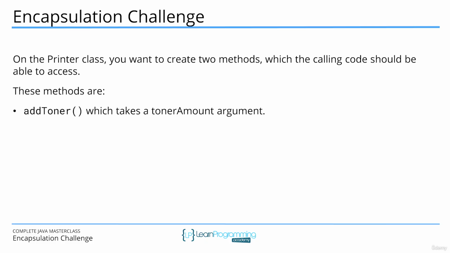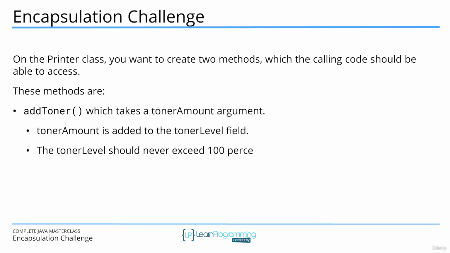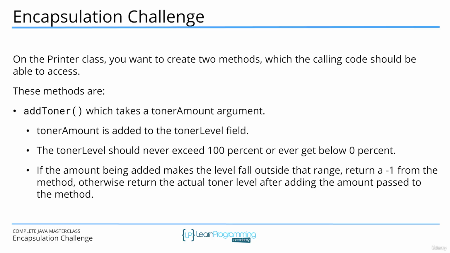These methods are add toner, which takes a toner amount argument. Toner amount is added to the toner level field. The toner level should never exceed 100% or ever get below 0%. If the amount being added makes the level fall outside that range, return a -1 from the method, otherwise return the actual toner level after adding the amount passed to the method.